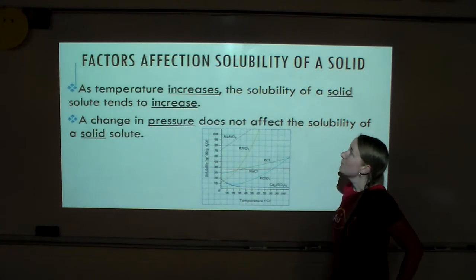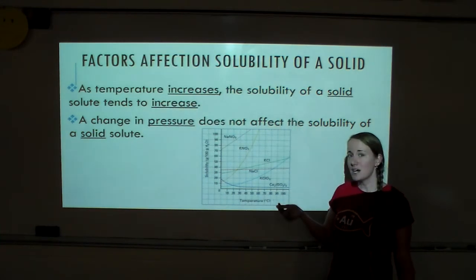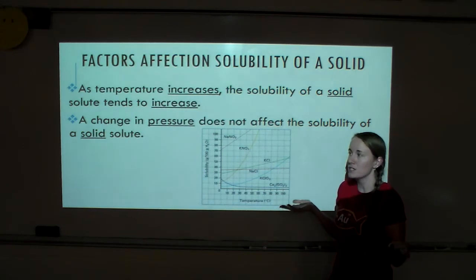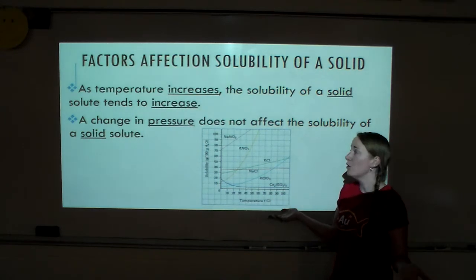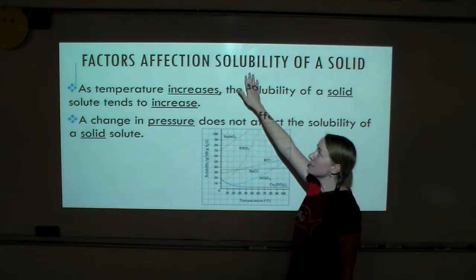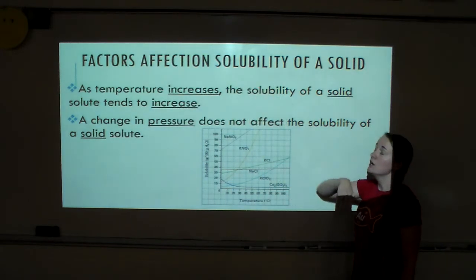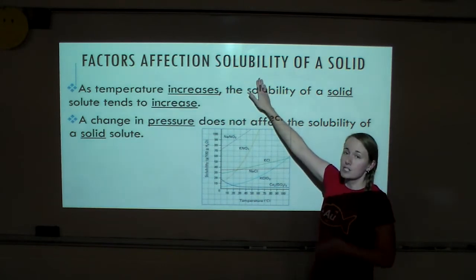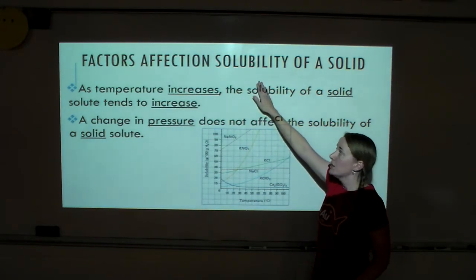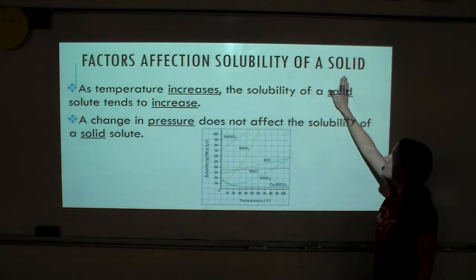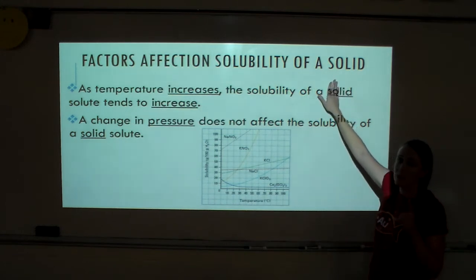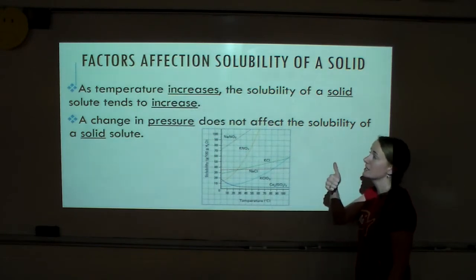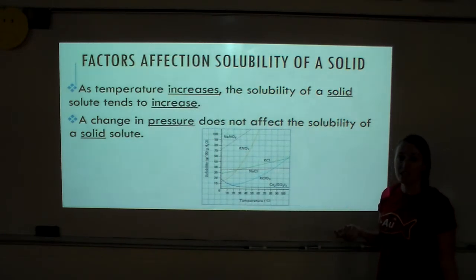So let's talk about some factors that affect solubility, because sometimes, like I said, even though we have a threshold of solubility, we might want to dissolve more. So what can we do to help that? Alright, now the difference in this and what we just talked about a few minutes ago was a few minutes ago we were trying to speed up dissolving. Here we're trying to dissolve a larger amount. Okay, so when we're trying to affect the solubility of a solid, we really have one option, and that's temperature. As temperature increases, the solubility of a solid tends to increase.